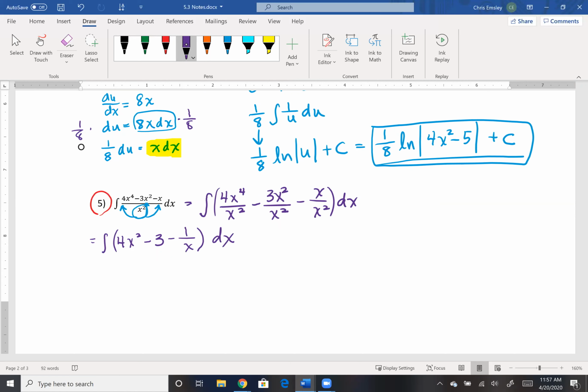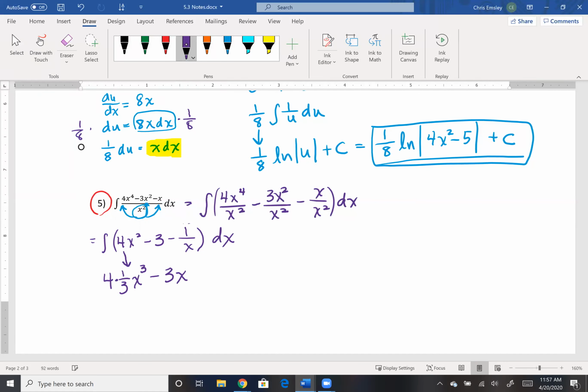Now that we've done some algebra to simplify it, we don't need anything too fancy to do the integral. We can just integrate this term by term. So 4x squared, we want x to the 1 greater power, and then multiply by the reciprocal. We have our minus 3, when there's no x and we want to bring x to the 1 greater power, it's just a plain old x in there.